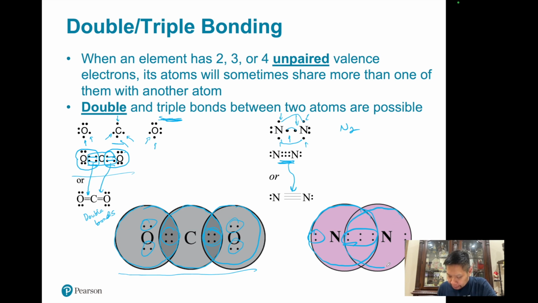You look at this nitrogen right here, right? It also has one of its own pair, and then it's sharing three pairs of electrons with the other nitrogen, making it have eight electrons, right?